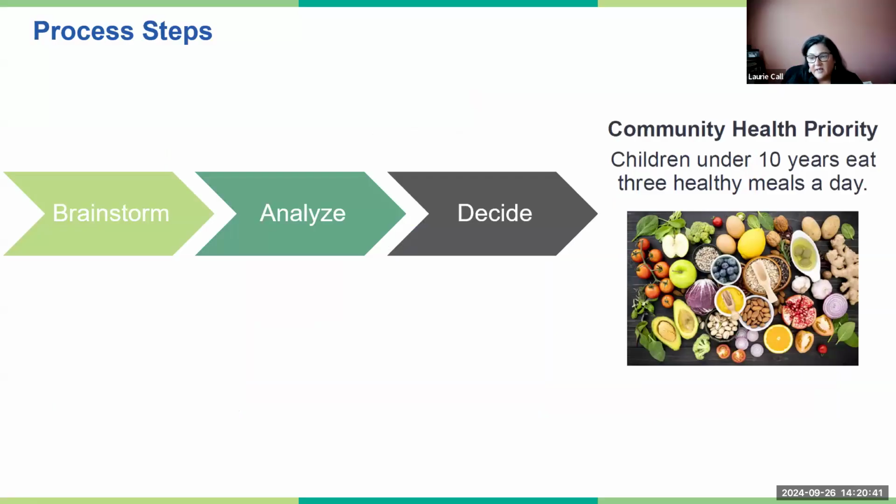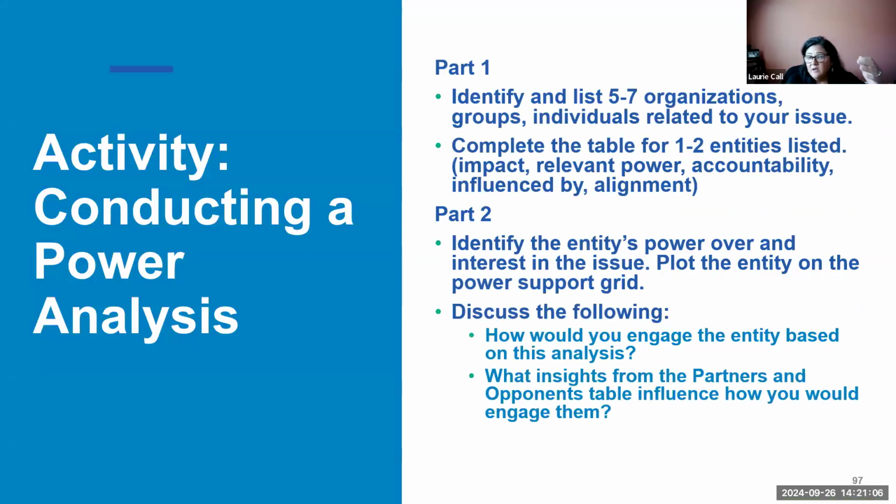For this quick little exercise that we're going to do as a large group instead of in breakouts, imagine the community health profile was related to chronic disease and the goal was that children under 10 years old eat 3 healthy meals a day. That's the goal that you have decided and what we're going to be using. The first thing I'm asking you to do is brainstorm some organizations, groups, and individuals that would be related to that issue. Who has some kind of stake in that issue? Who might be related to that issue? Just put your ideas in the chat. What are some organizations, groups, or individuals that have some kind of relationship to the issue of ensuring that children under 10 have 3 healthy meals a day? Put those ideas in the chat.